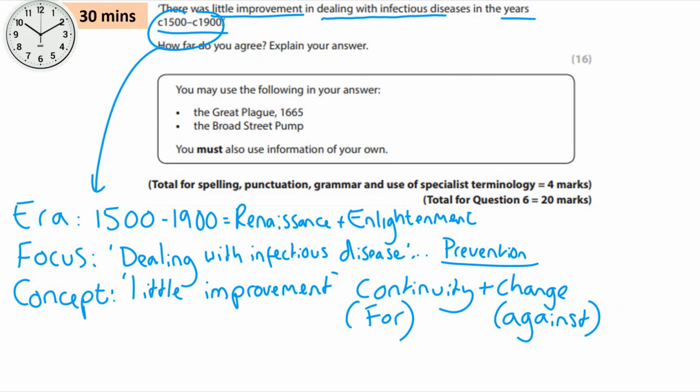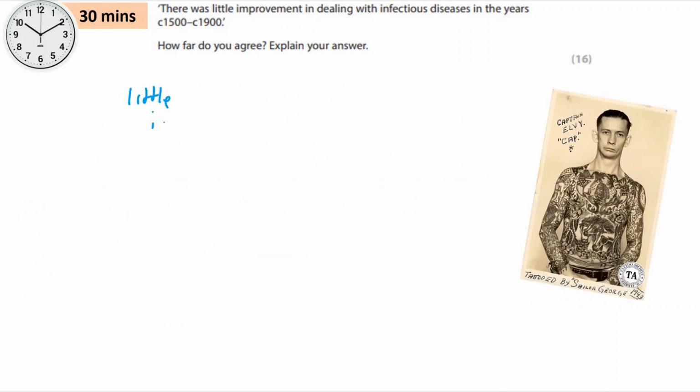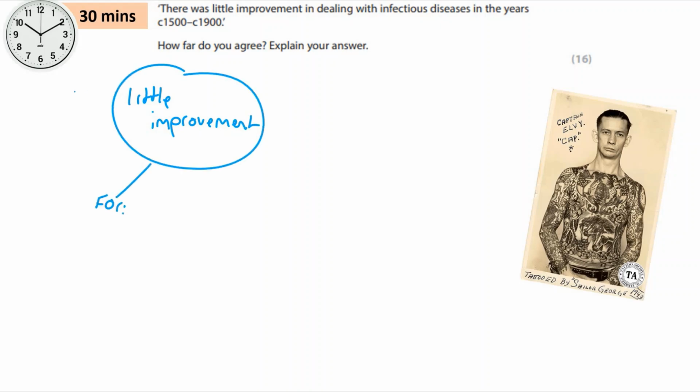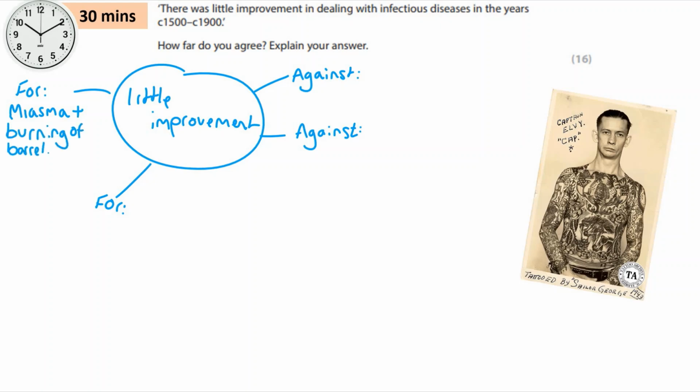Having broken down my era, focus, and concept, just like before, I need to start off with a plan. So I'm putting it in the middle of my mind map, and there are lines underneath the question where you can write all of this out. You can put a line through it after you're done, but it's a good idea to plan it somewhere the examiner can see it so they can reward it if they need to. And I'm going to plan out what I could say.